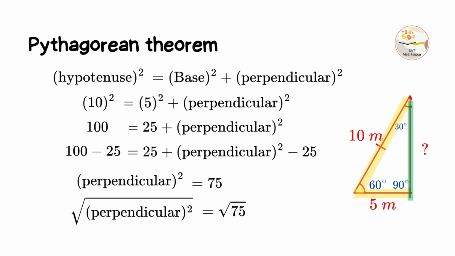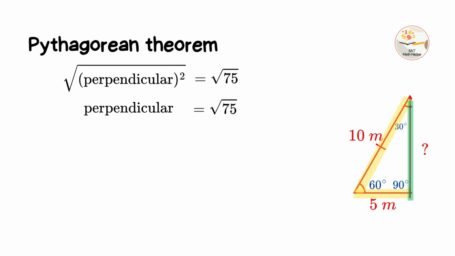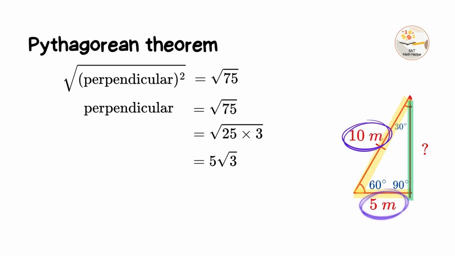Taking the square root, perpendicular equals square root of 75. Now simplify square root of 75. That's square root of 25 times 3 equals 5 root 3. Now we have all three side lengths. Hypotenuse equals 10, base equals 5, and height equals 5 root 3.